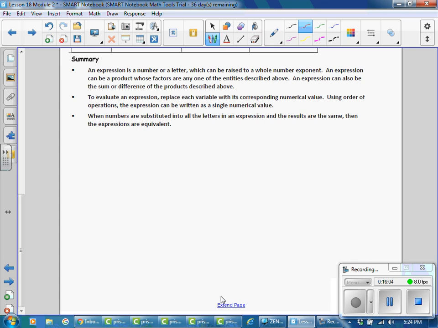To evaluate an expression, replace each variable with its corresponding numerical value. Use order of operations. The expression can be written as a single numerical value. When numbers are substituted into all the letters in an expression and the results are the same, then the expressions are equivalent.